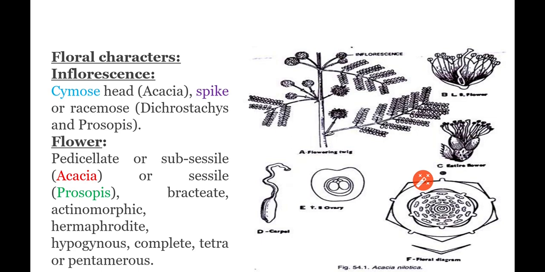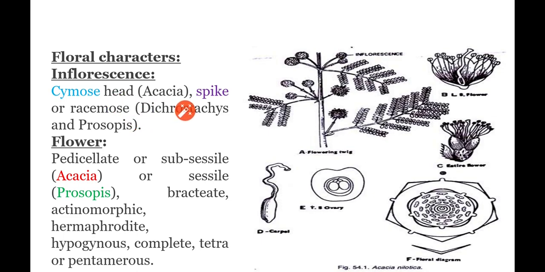In this session, I am going to explain floral characters of Mimosaceae. This class is a continuation of the previous class, that is vegetative characters of Mimosaceae family. In the floral characters, first one is inflorescence. Inflorescence is generally cymose head or spike or racemose inflorescence.